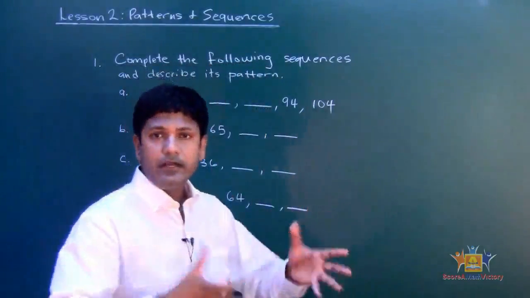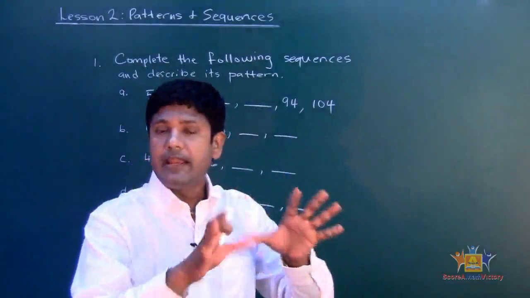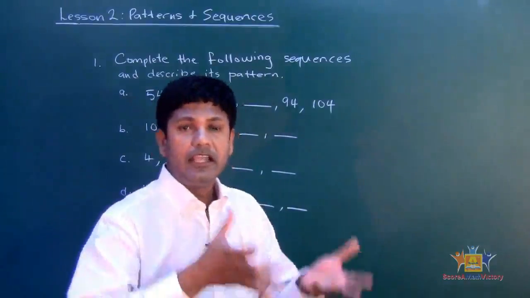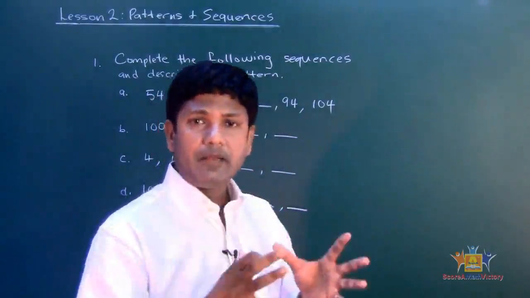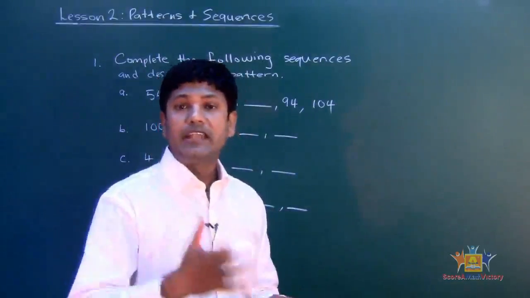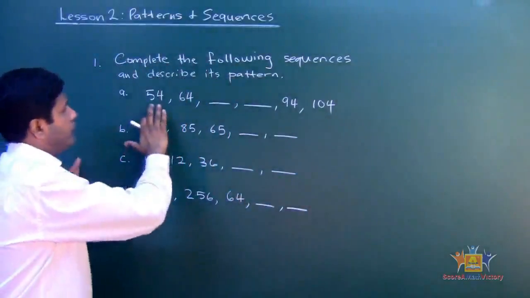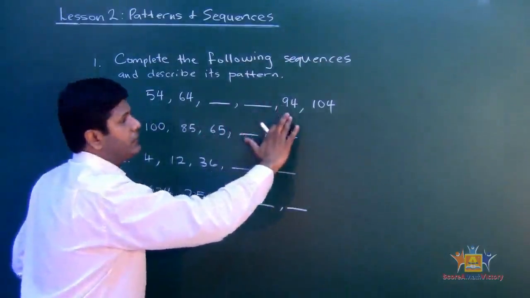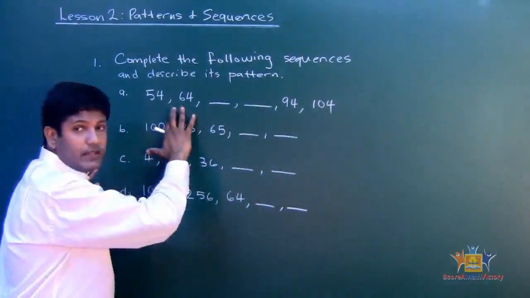Earlier, I just taught you how to look at it and come up with the answers, especially if it's a simple sequence. If the sequence gets a little bit harder and the pattern gets tougher, it's hard to come to a conclusion about what type of pattern it is. Let's look at the first one. You have 54, 64, and then 2 blanks, and then 94, 104, and you want to find out what kind of sequence this is.